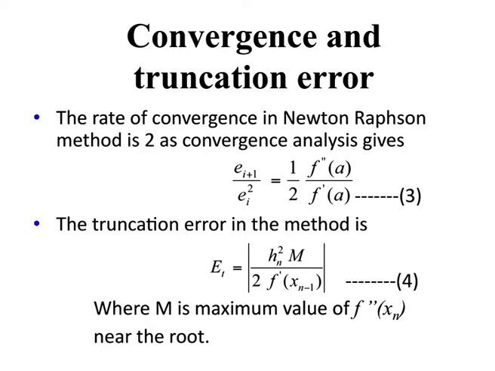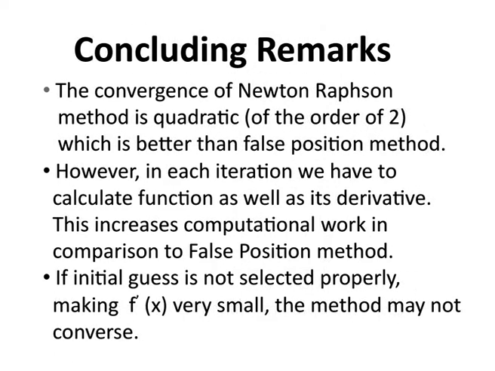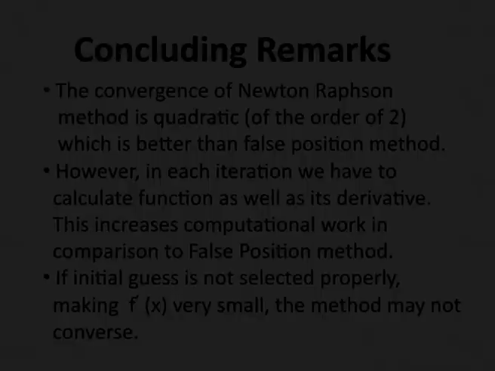Now, you can see in the Newton-Raphson method we have quadratic convergence, that means the order of convergence is 2, which is much better than the false position method. However, you can see one more thing, that here we have to calculate 2 functions for every correction term. So, the computational work is slightly greater than the false position method, where we calculate only one function value and use that function value to redefine the interval of interest.